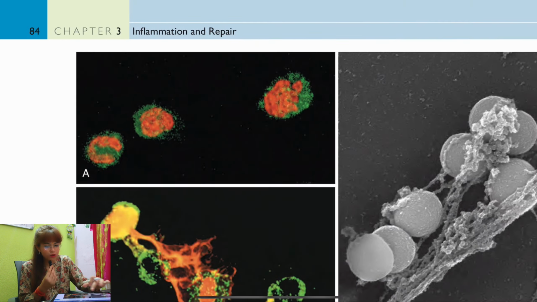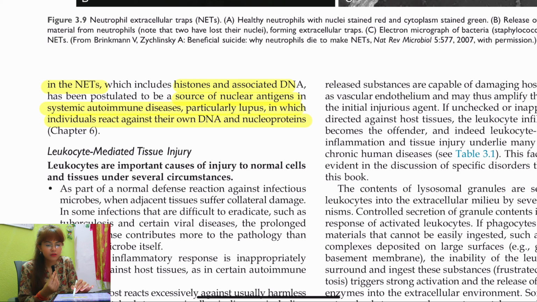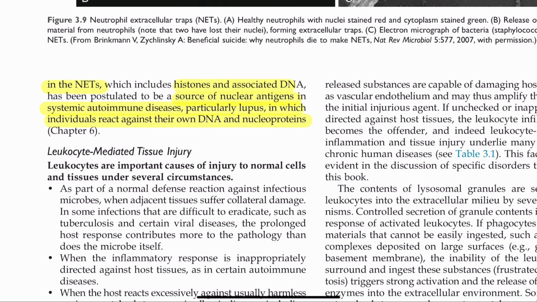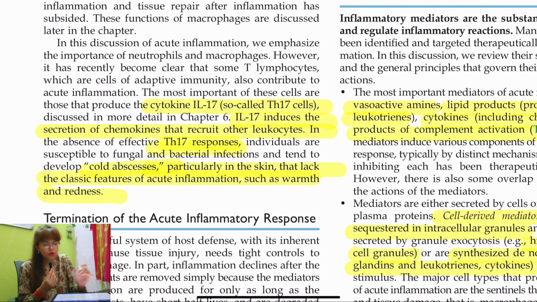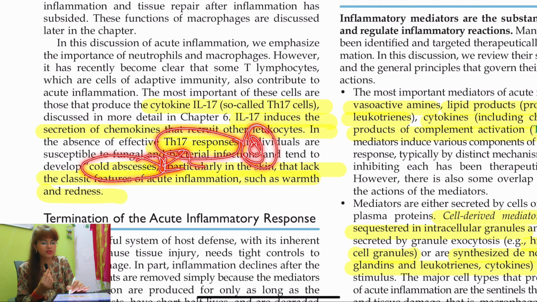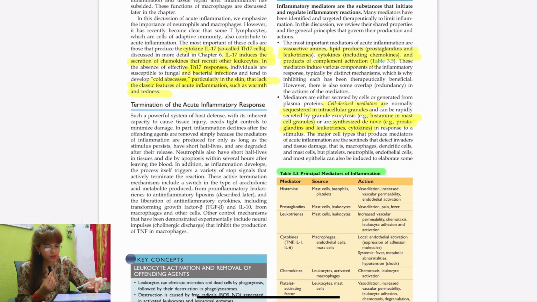And this nuclear chromatin has the histones and associated DNA. Now they are a source of nuclear antigens, as we can see, for example, in autoimmune diseases like SLE, where you can actually measure and see these nuclear antigens. Okay. So another important point is that in cold abscesses, the Th17 response plays an important part. So this is again a very short MCQ.